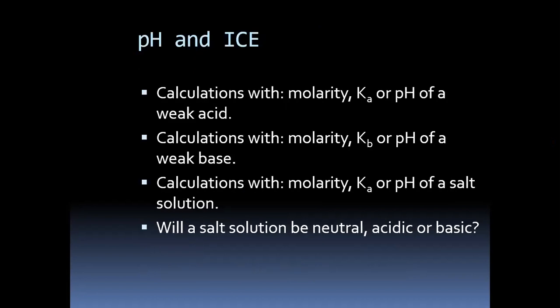So here are some of the calculations that you do with pH and ice tables. There are three parameters typically: the molarity, the Ka, or the pH. So you could be given the molarity and the Ka, and you have to calculate the pH. Or you might be given the molarity and the pH and asked to calculate the Ka, right? So these are some of the types of questions that we've dealt with in class.